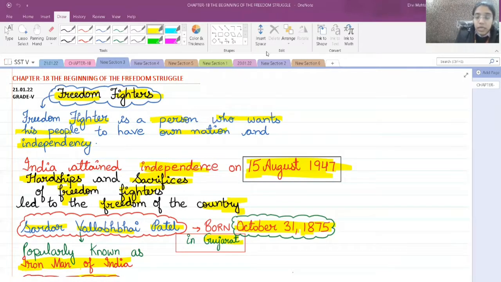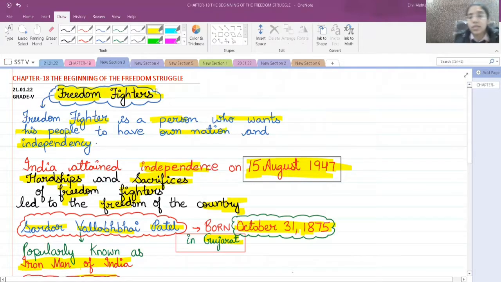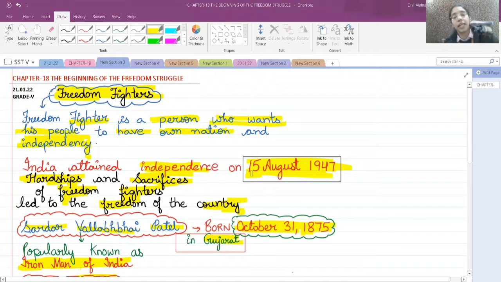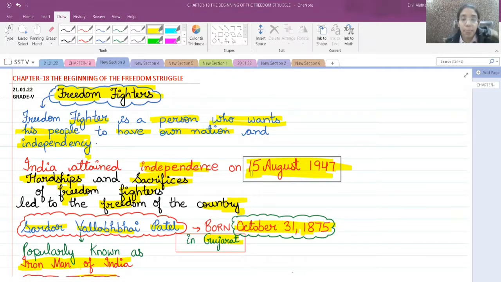Next topic is about freedom fighters. Underline: who is a freedom fighter? A freedom fighter is a person who wants his people to have their own nation and independence. That person is fighting for the country's rights and for the freedom of the country. He wants his people to have their own nation, not under the control of any other country, with full freedom given to their nation.